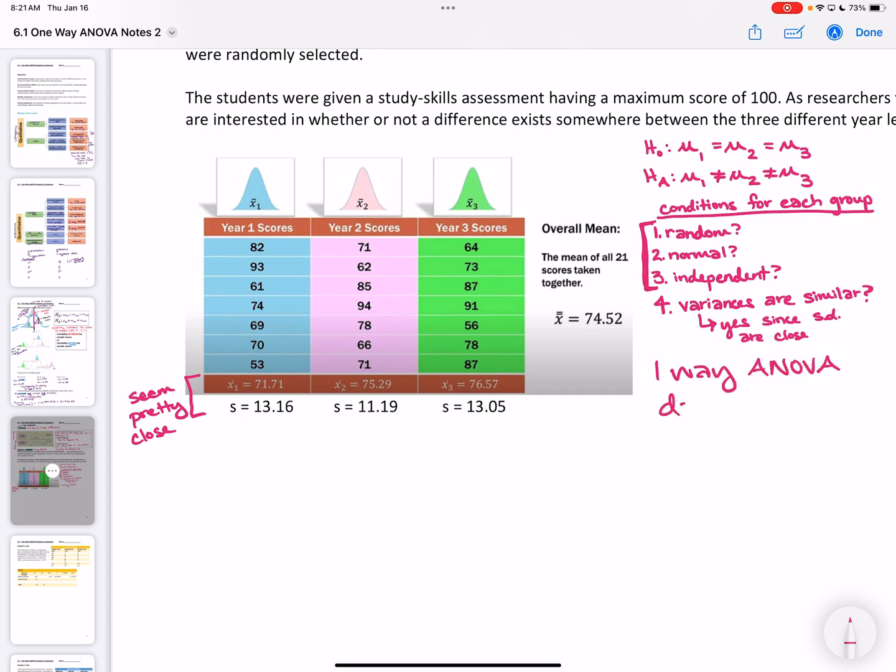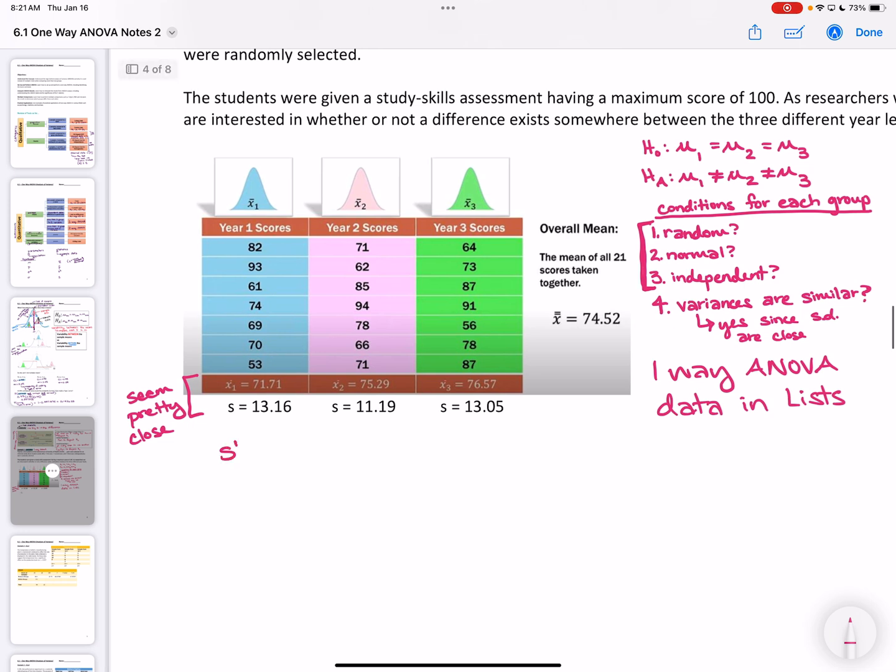And I put my data in the lists, okay? So then I went to stat, arrowed over to test, and I chose option H, which was ANOVA, and then I put L1, comma, L2, comma, L3. So you do have to put that comma, which is above the 7 key, okay?